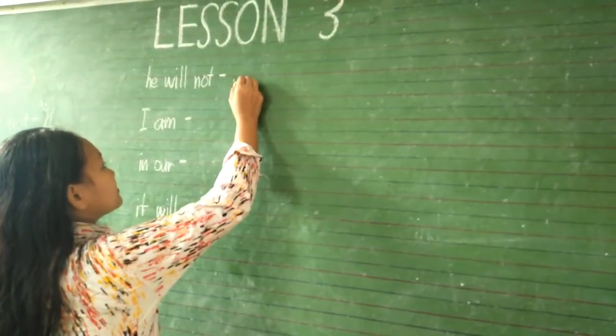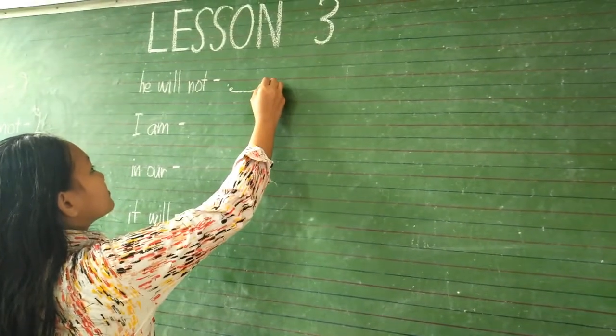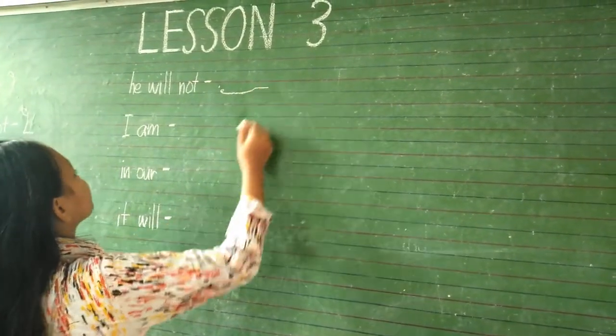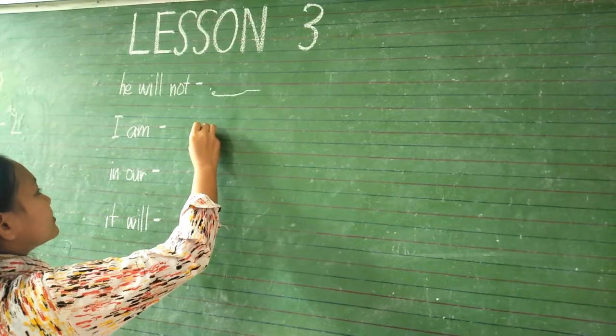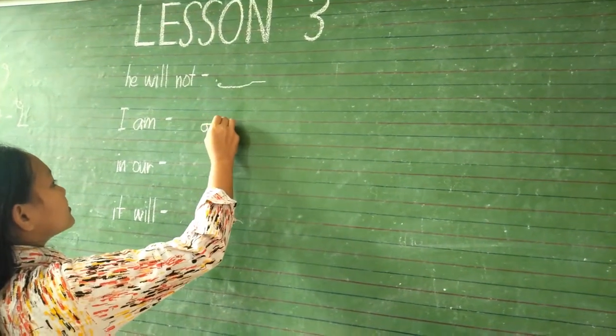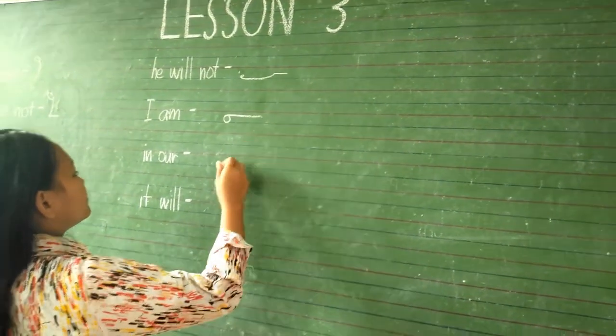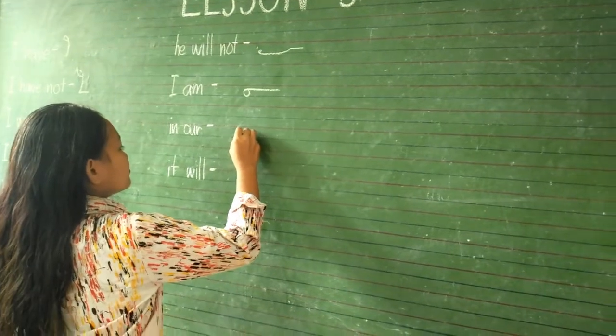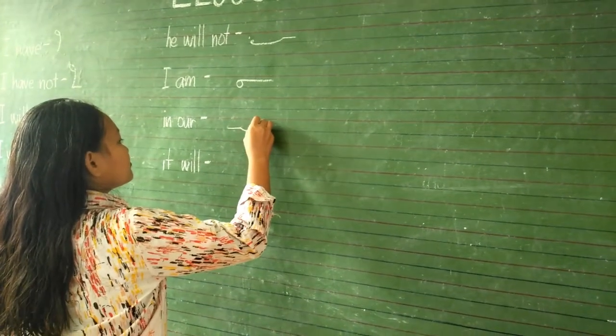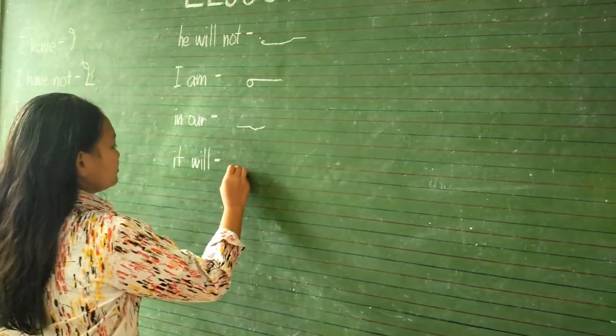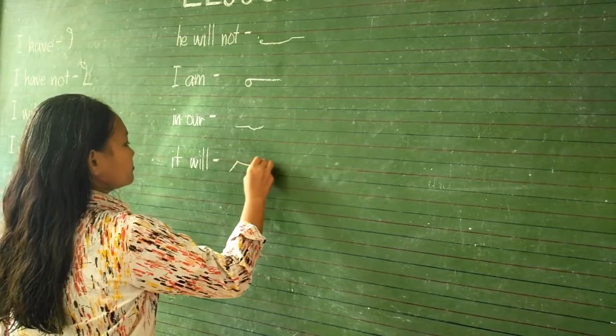He will not is represented by H, E, L, N. I am is represented by A and M. In R is represented by N and R. It will is represented by T and L.